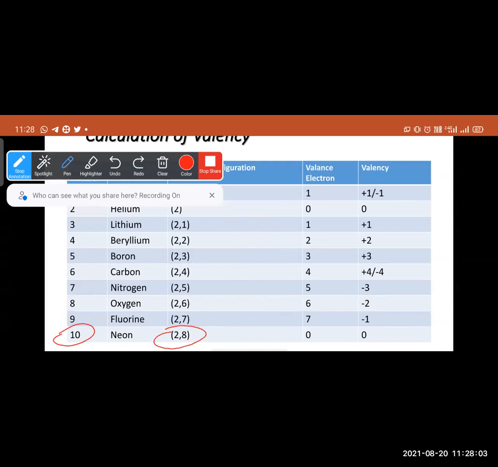Now, in case of neon, atomic number is 10, electronic configuration 2, 8. The first orbit is fulfilled, second orbit is completed. Therefore, the outermost orbit will have 0 valence electrons or free electrons. Therefore, the atom containing 0 valence electrons will have 0 valency.